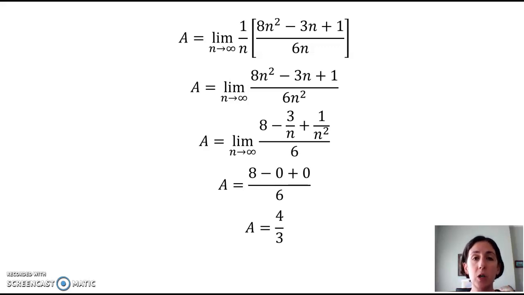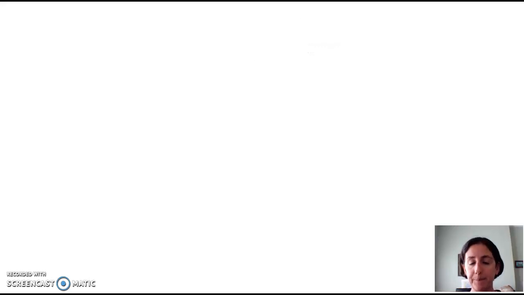Now, if you look back at the estimates we had come up with, all of our underestimates were under 1.33, and all of our overestimates were over 1.33, but as we added more and more rectangles, our estimates of the area under the curve got closer and closer and closer to that 1.33.